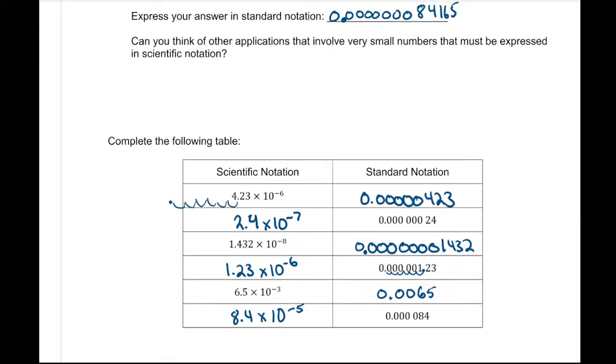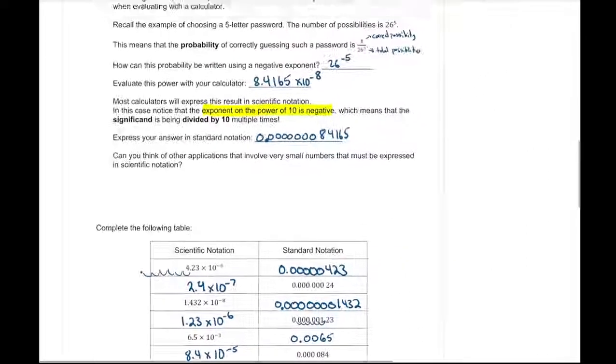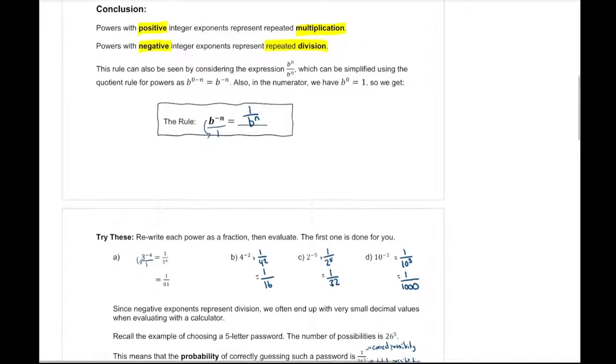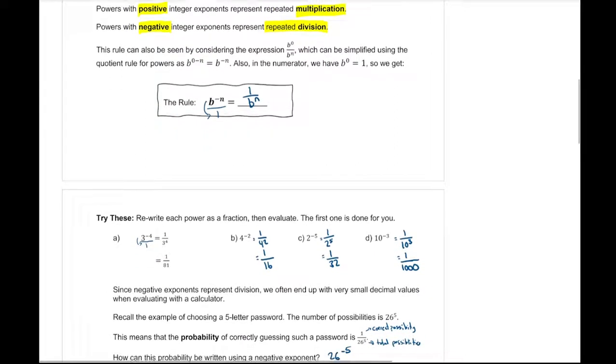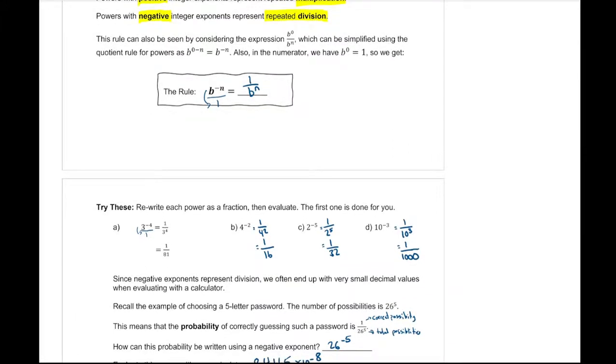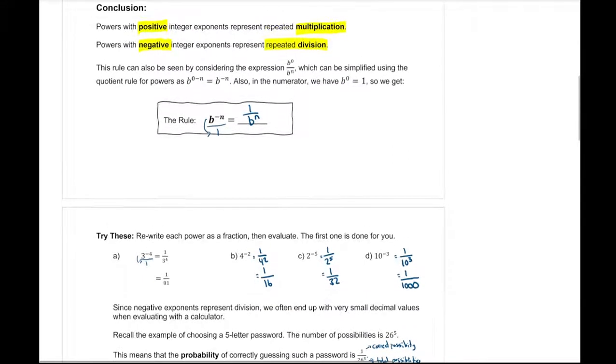So again, this is looking at scientific notation when dealing with negative exponents. We talked a bit about what negative exponents are and how to rewrite them as positive exponents, and just understanding that negative exponents represent very small numbers, or a division or repeated division, whereas positive integer exponents represented repeated multiplication.